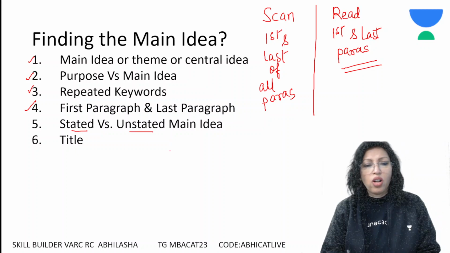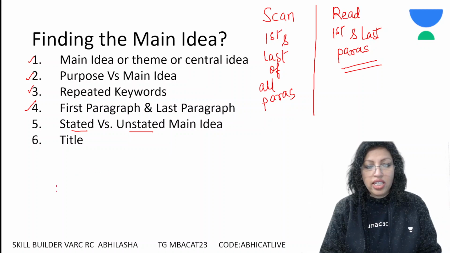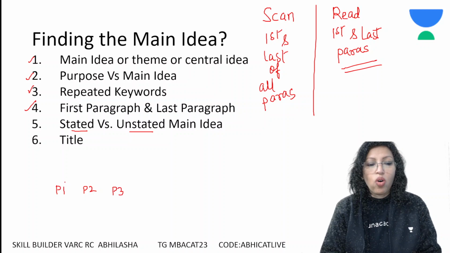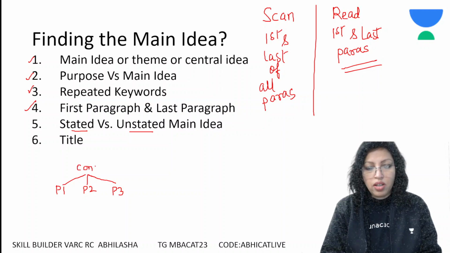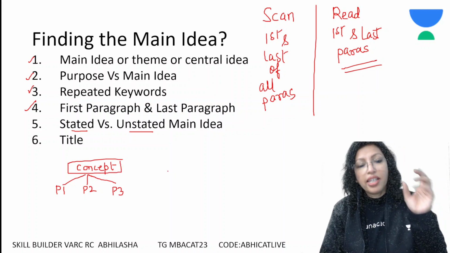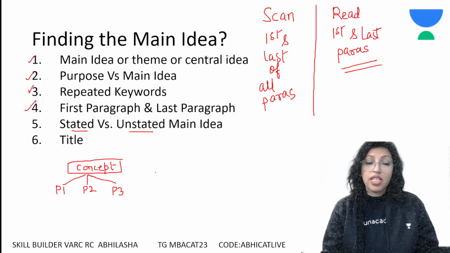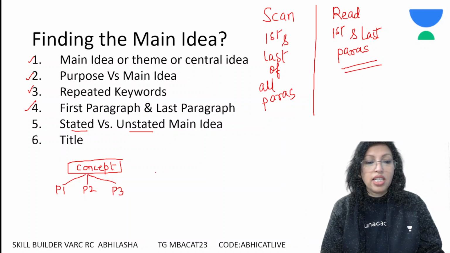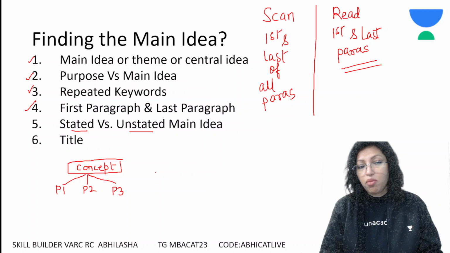Well, that's perfectly all right. When you read a passage, and let us say there are 3 things that the writer is talking to you about, point 1, point 2, and point 3. And all of these points point towards a certain concept. Okay. Now, if that concept is mentioned in the passage, then that is the stated main idea. If that concept is not mentioned in the passage, then it is the unstated main idea.